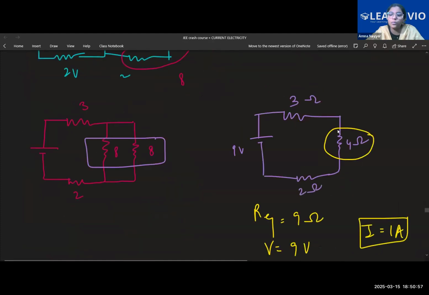Can I say the 4 ohm has 1 ampere current? No, this has been made up by all of these. Means these two will become 1 by 2, 1 by 2. Right? Do you get this? This will become 1 by 2, 1 by 2.